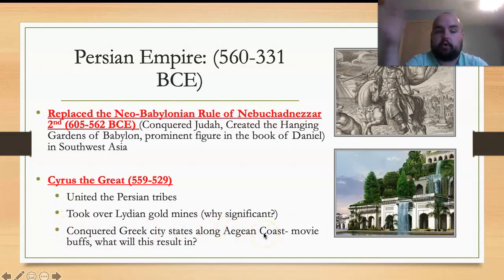Those of you who are big movie buffs can maybe tell me what this will eventually result in with the Persians taking over parts of the Greek coast. Yes, for those of you who've seen the terrible movies 300 and 300: Rise of an Empire, this leads to some of the many famous wars against the Persians with the Greeks that many ancient history fans are familiar with, such as the Battle of Marathon and the Battle of Thermopylae.